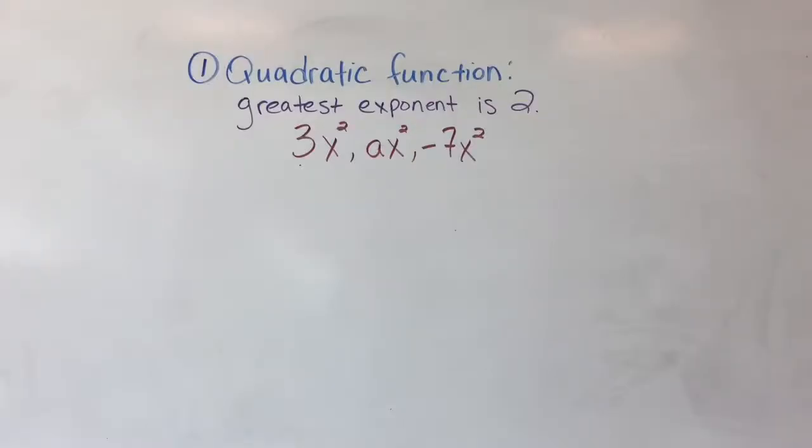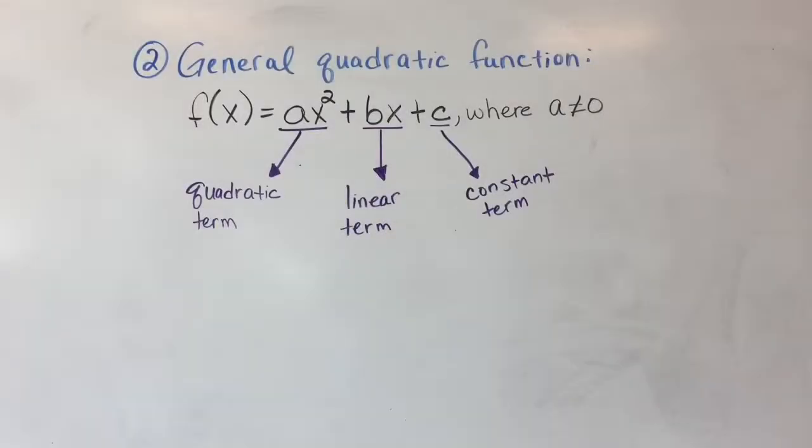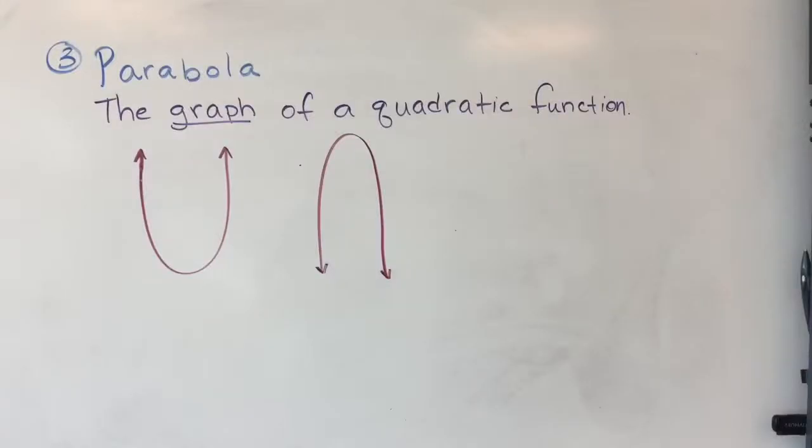Quadratic function. Greatest exponent is 2. Examples would be 3x squared, ax squared, negative 7x squared. A general quadratic function can be shown as f of x equals ax squared plus bx plus c, where a does not equal 0. If a equals 0, then we wouldn't have the quadratic term in the front, so it wouldn't be a quadratic function. A parabola is the graph of a quadratic function.